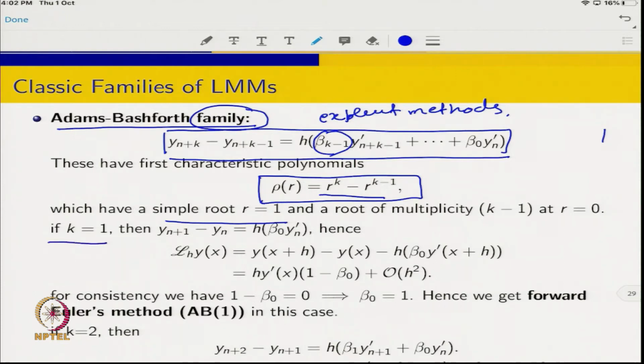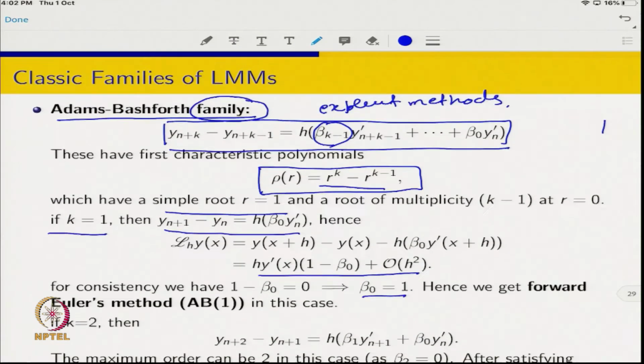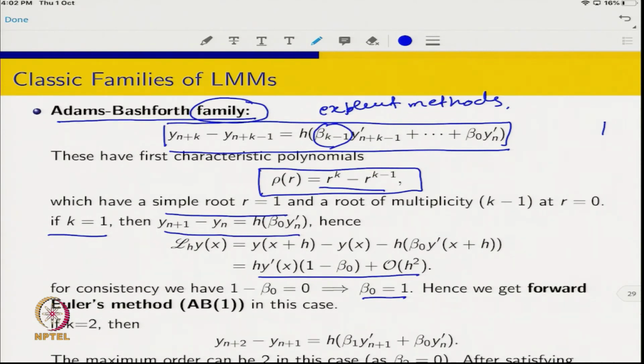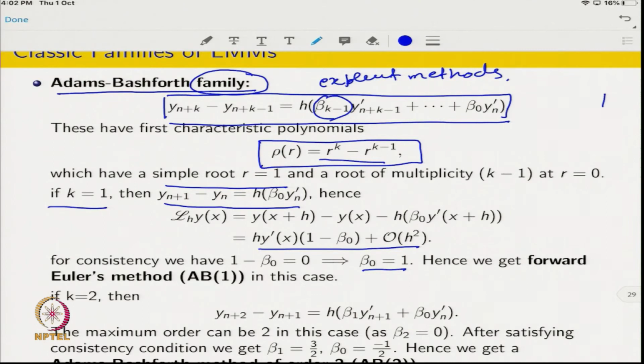So, if k is equal to 1, this is the case, and the associated linear difference operator will be this, and for consistency we get beta_0 is equal to 1, hence we get forward Euler. Basically, we are making this template in such a way that the first characteristic polynomial will satisfy the root condition. It means zero stability is always satisfied, and we are choosing the coefficients in such a way that the scheme is consistent.